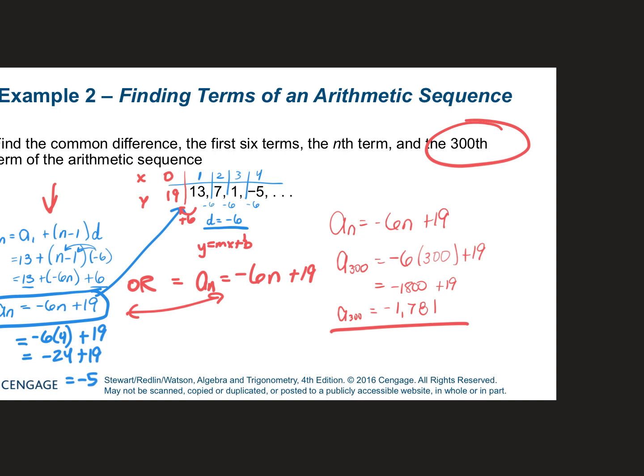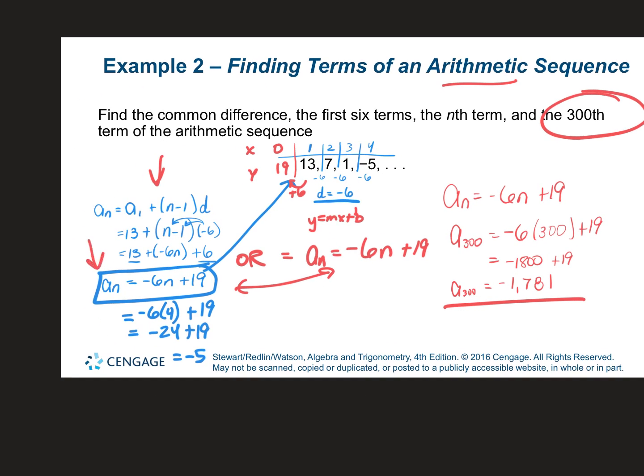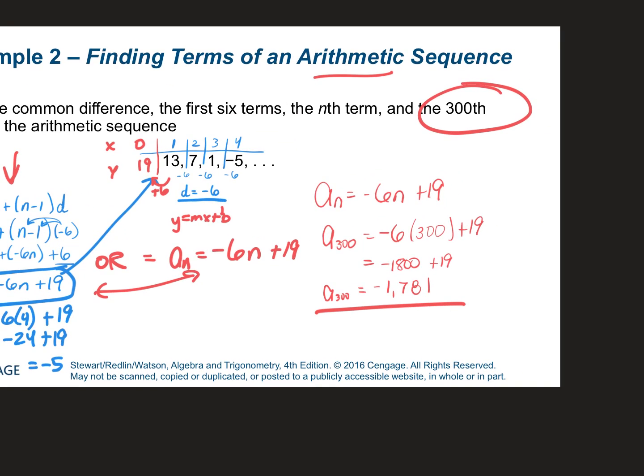So in this process, we did 3 different things. We found our common difference, which is the same as our slope since we're arithmetic. We wrote the rule that would help us find any term of the sequence, and then we found a specific term, the 300th term.